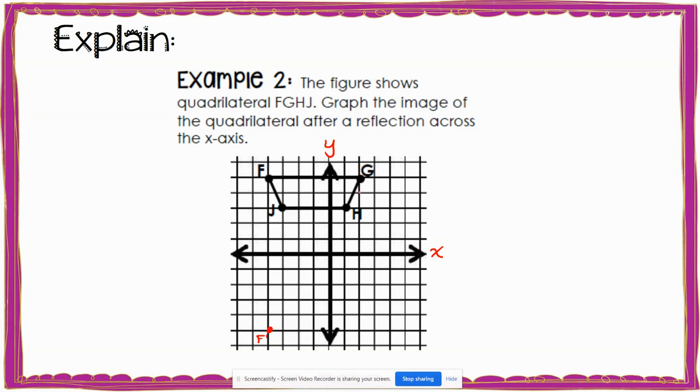For G, I would have moved down 1, 2, 3, 4, 5. So I would continue 1, 2, 3, 4, 5. And here would be G prime. For H, I would have moved down 1, 2, 3. So I would have moved down 3 more. And this would have been H prime. For J, I would have also moved down 1, 2, 3. So 1, 2, 3 more. And here's J prime. And then all I have to do is connect these points. And now you see that you have a figure that has been flipped.